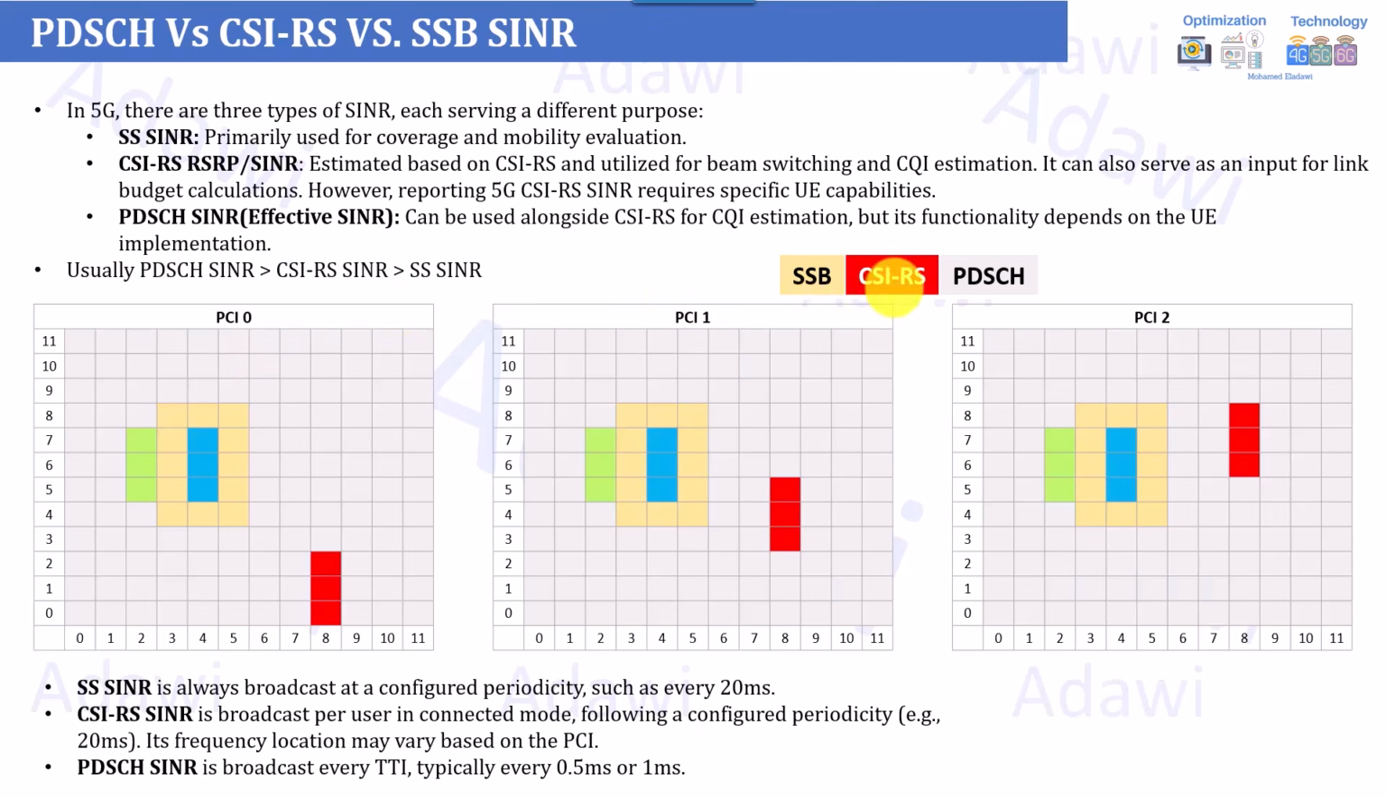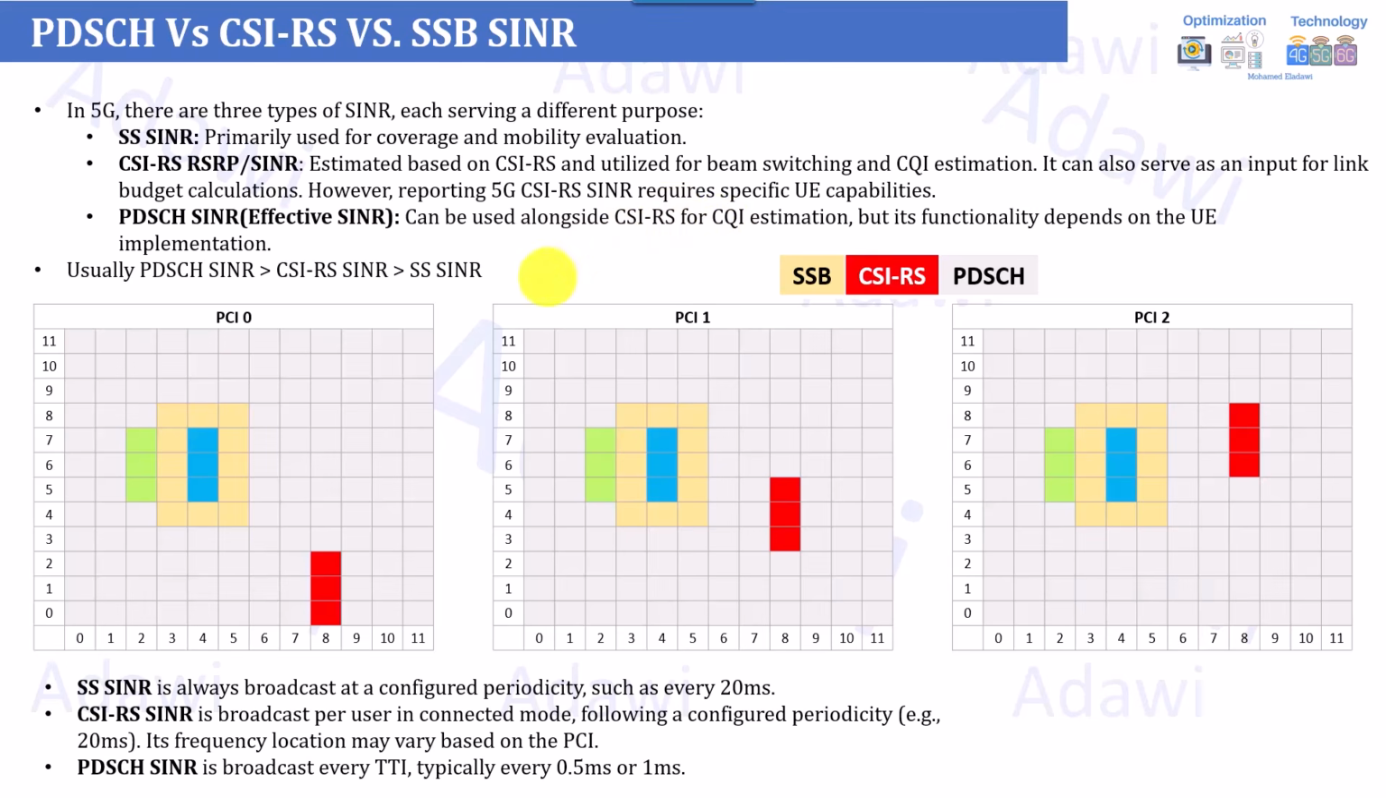The last type is related to the PDSCH, or the shared channel, PDSCH SINR, which is called effective SNR. This can be used along with the CSI-RS measurement to do the CQI estimation. In general, this depends on the UE implementation. Some UEs mainly do the CQI estimation and CQI reporting from the UE to the gNB and the CSI report based on the CSI-RS. But other UE implementations can do both, based on the CSI-RS plus the PDSCH SINR, and this might result in even much better CQI reporting.